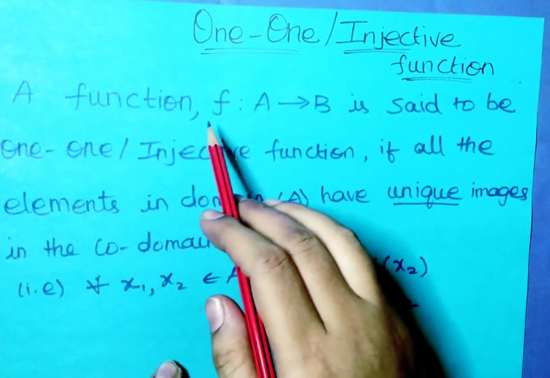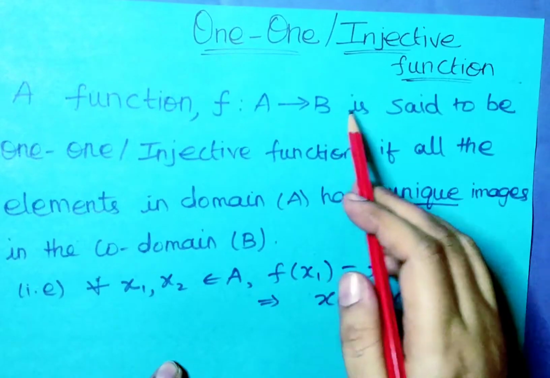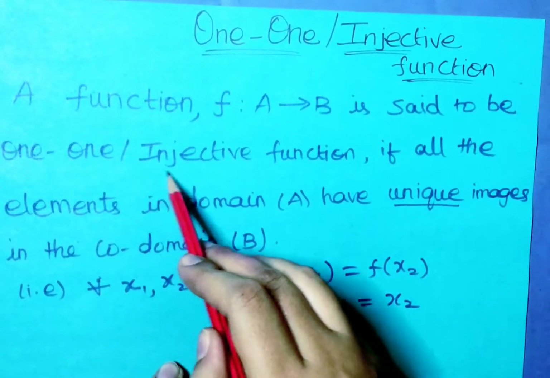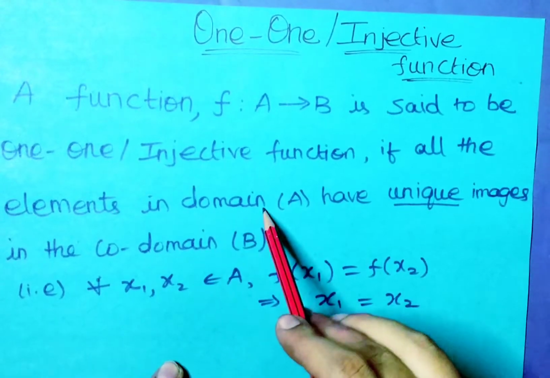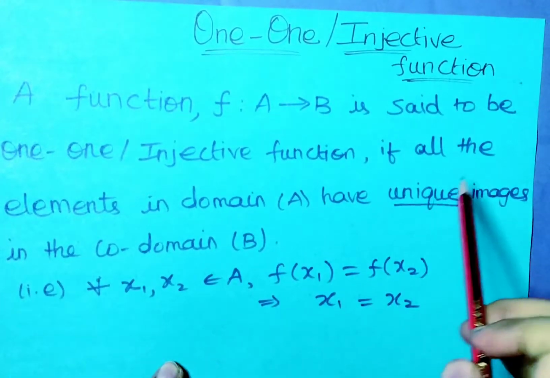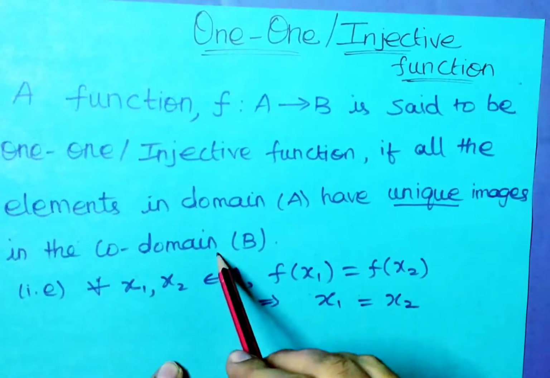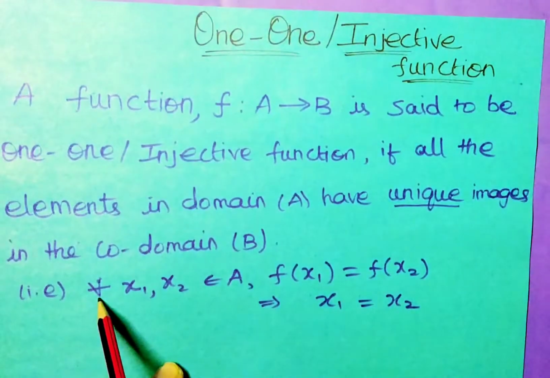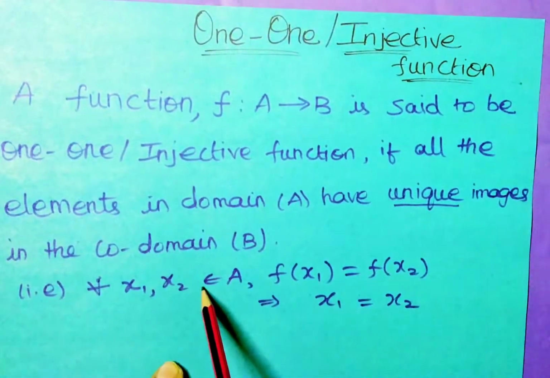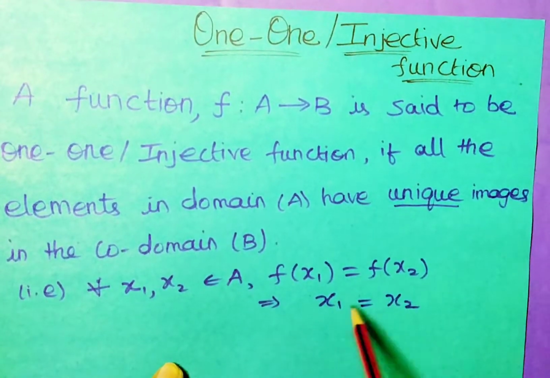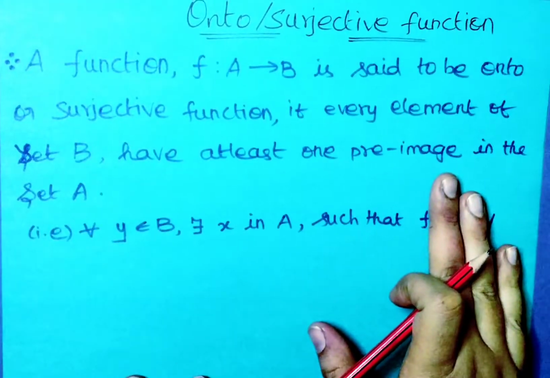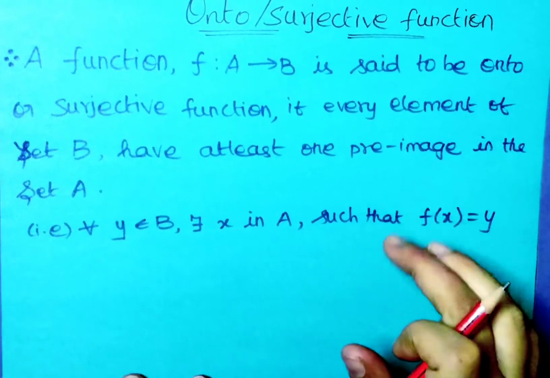A function f from A to B is said to be one-to-one, or we have the name injective function, if all the elements in the domain, that is the set A, have unique images in the codomain, that is the set B. That is, for all x1, x2 belongs to A, f of x1 equal to f of x2 implies x1 equal to x2. So for onto also, we'll see the example, then we'll come to the definition part.